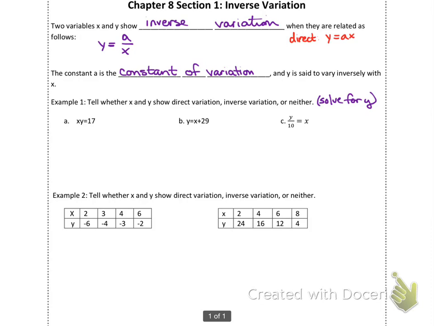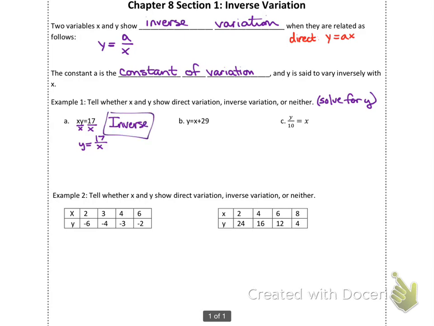So, for example, in A, in order to get y by itself, you have to divide by x. So divide by x, and y equals 17 over x. Well, that is division. That is definitely division. So it must be inverse, because that is what we just looked at.